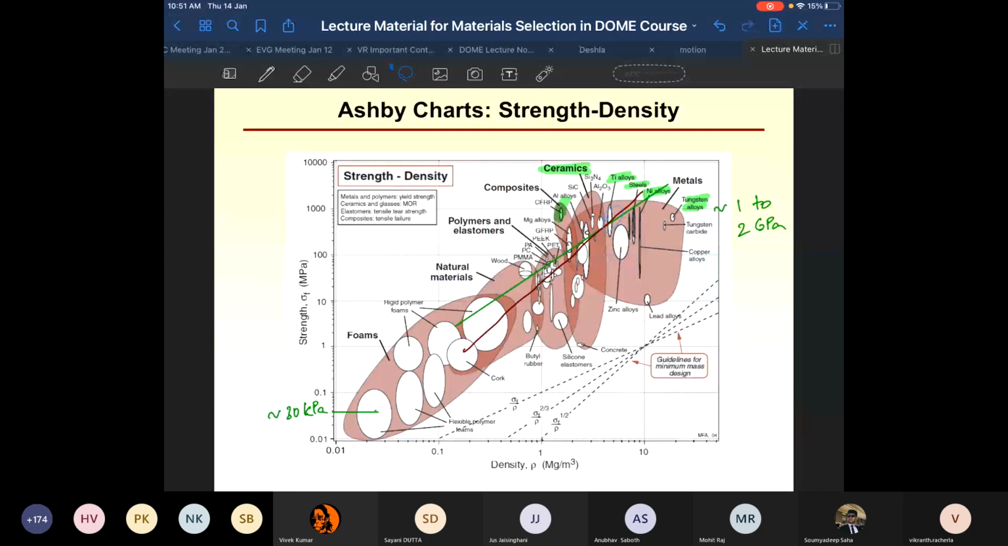Sir, when one line passes through multiple materials, like all are similar, like in comparison, right? Yes, that's what it means. And from the weight perspective, above the line, like suppose towards the left upper corner, they are better. Yes, materials which are lying above the line would give you lower weight.